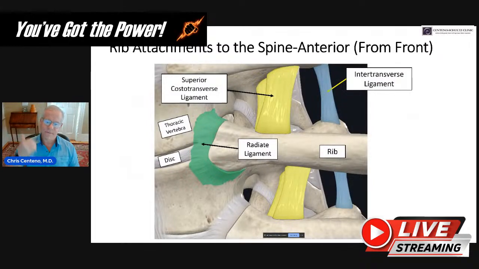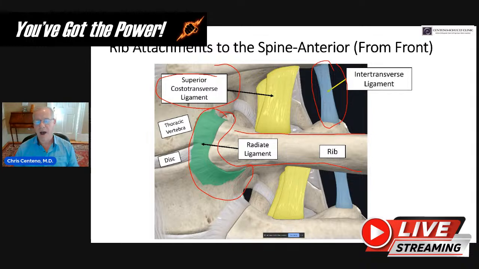And now this is from the front looking towards the back. So we still see that same superior costotransverse ligament, but from the other side. We still see the intertransverse ligaments, but from the other side. We see the rib here. And the reason for showing you this view is to show you that there are these radiate ligaments that are around the actual rib where it attaches to the spine. So those also need to be treated from the backside. Now, on the backside view, it was not easy to see that radiate ligament, which is why I'm showing you it from the front, looking towards the back.